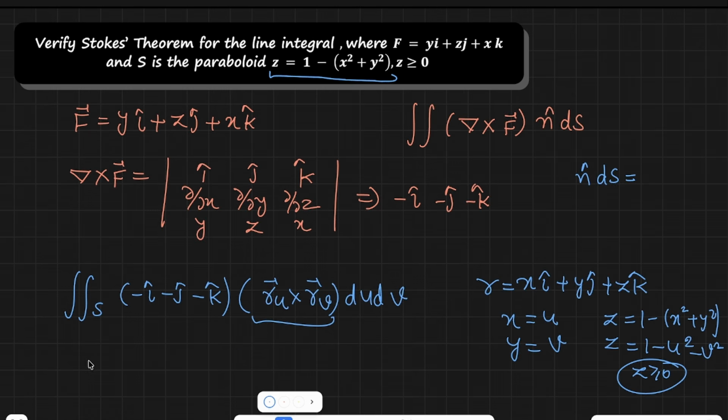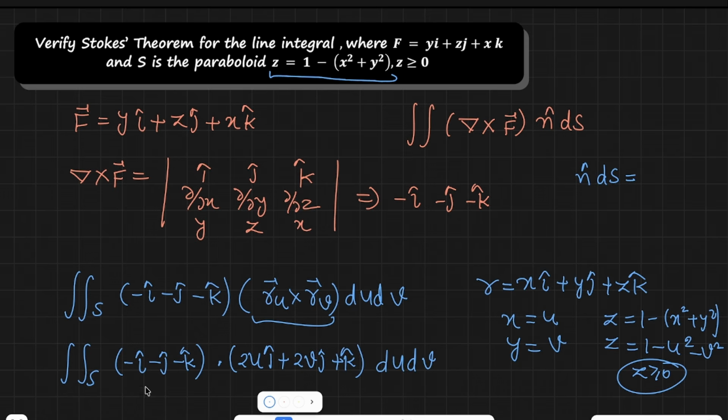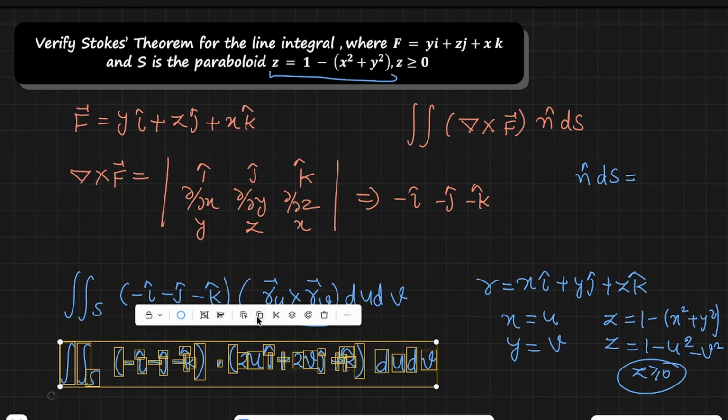Now what we have to do? We have to simply plug in these values here. This is your minus i cap, minus j cap, minus k cap, dotted with 2u i cap plus 2v j cap plus k cap, and this is du dv. The thing is that there is no x, y, z or variable in the f. If it was there, then we would have to put that value. Keep in your mind, you have to convert the whole integral into uv form. Once you convert this integral into uv form, let's copy this and solve the whole integral.